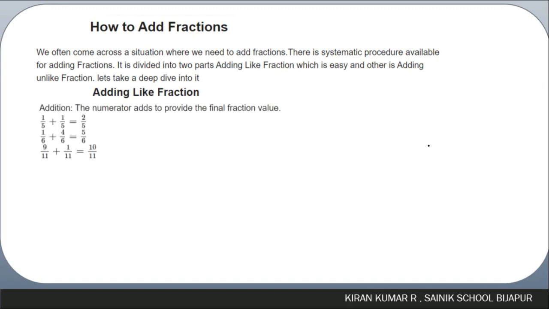Adding like fractions, for example, 1 by 5 and 1 by 5 added, we get 2 by 5. 1 by 6 and 4 by 6 added, we get 5 by 6. What do you observe? We add only the numerators. If the fractions are like fractions, it's very easy to add. We add only the numerators, keeping the same denominator.